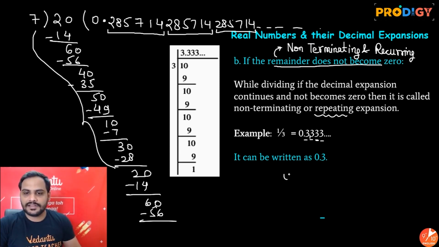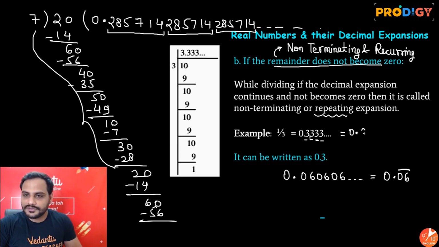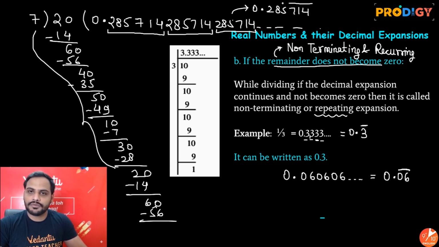Another example, if I give you, suppose 0.06, 06, 06 and so on. So here 06 is repeating itself. Acha, one more way of writing it is, I can write it as 0. I know 06 is repeating itself, so put a bar on 06. Here this I can write as 0.3, 3 is repeating itself, put a bar on 3. This I can write as 0.285714, put a bar on 285714.